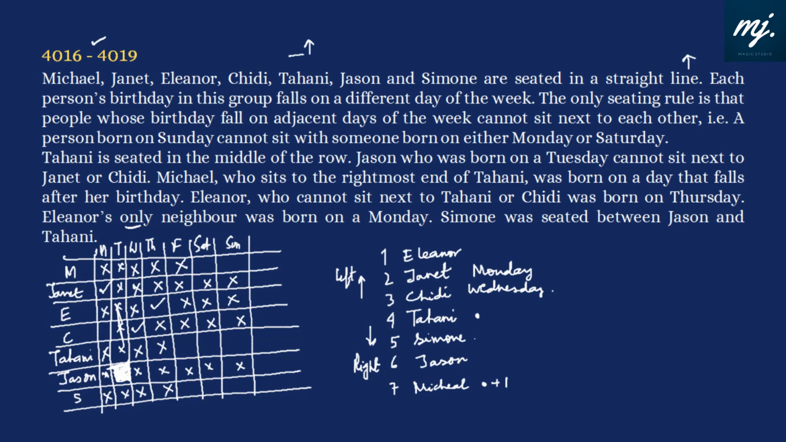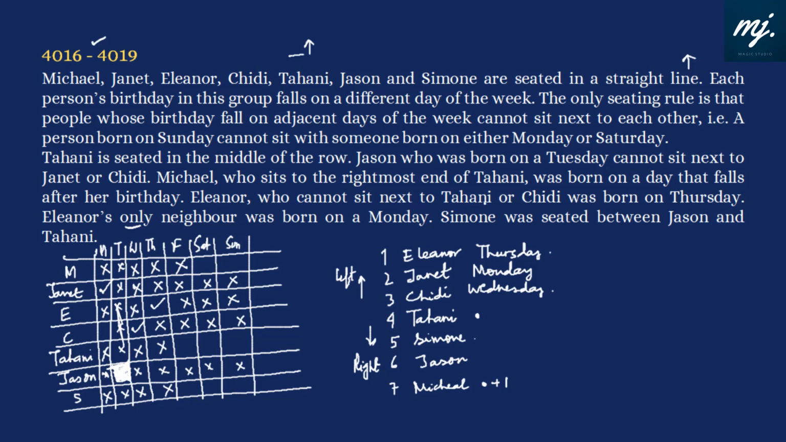Good. And then we have Eleanor, who is born on Thursday. We are done. Simon, Tahani, Michael left. 1, 2, 3.